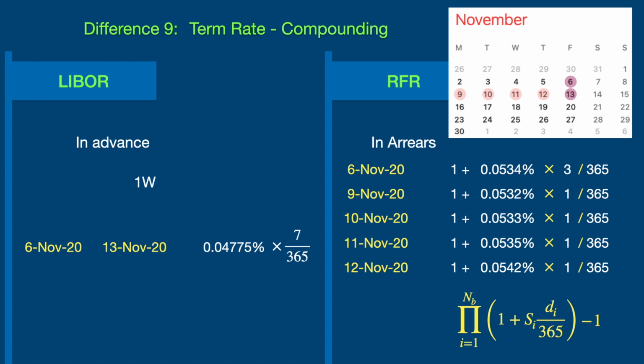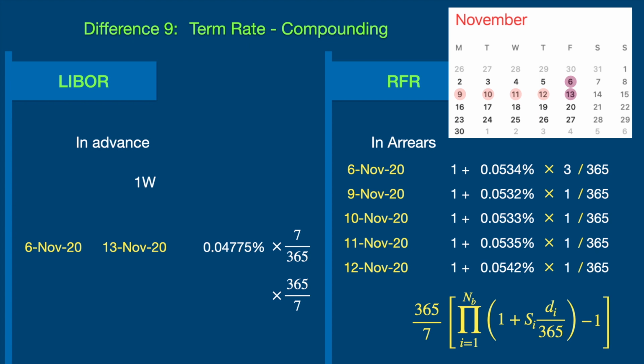So if we subtract 1, we will get the interest amount. So this is the equivalent of the interest amount we calculated for LIBOR. And if we multiply this amount by 365 divided by 7, 7 being the number of calendar days, then we recover the interest rate. So here we go.